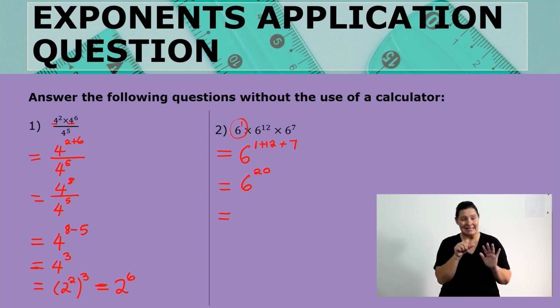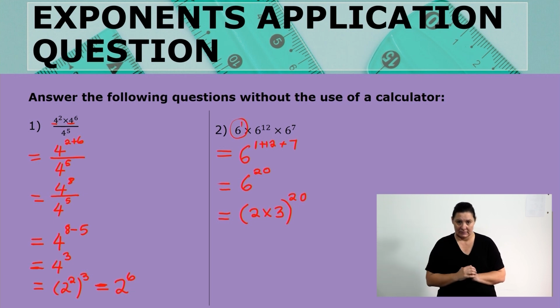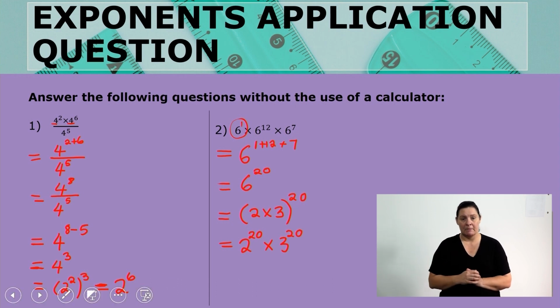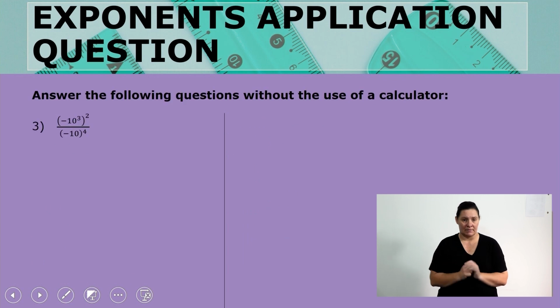Now, remember that 6 can be broken down further to simplify our question, and that will give us a 2 multiplied by 3, because 2 multiplied by 3 is 6, and that product is raised to the exponent 20. What happens when we are raising a product to an exponent? It means that each factor is going to get the exponent. So that is going to be 2 raised to the exponent 20 multiplied by 3 raised to the exponent 20. Let's move on to the next example.